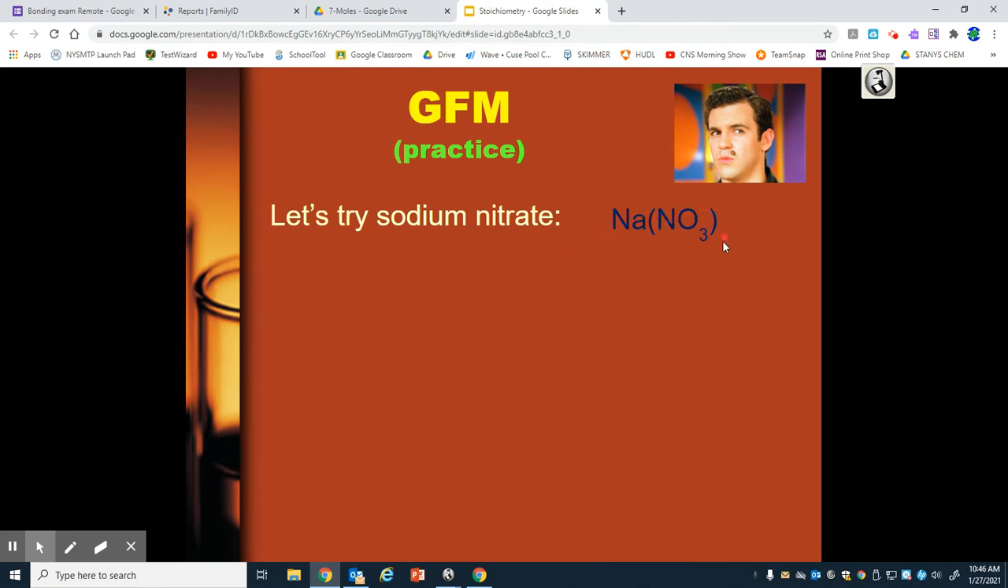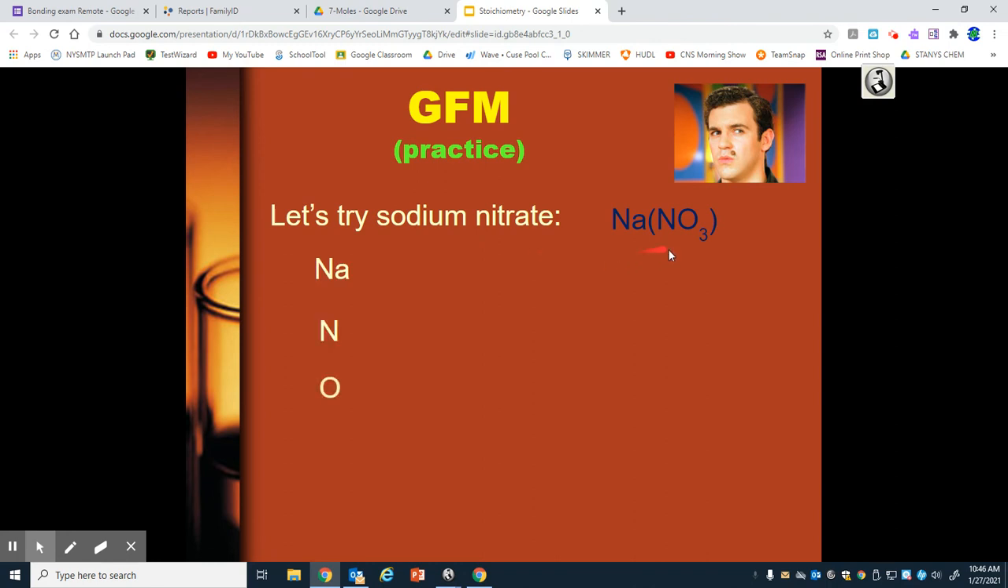Whether you put parentheses in it or not doesn't matter at this point in time because the subscript's a 1, so it doesn't matter. I'm going to put the parentheses there. Try to remember to do it so that it reminds you to do it as well. All right, so GFM. So we've got to write down the elements we have. In this case, we have sodium, we have nitrogen, we have oxygen.